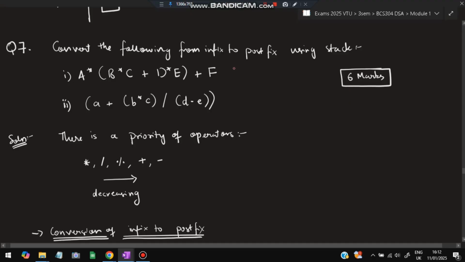Okay, so here, for example, A star B star C plus D star E plus F is given here. If the expression is given, again you have to make the table only. But there is a priority order also. The priority order you have to remember.